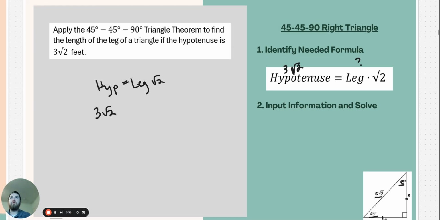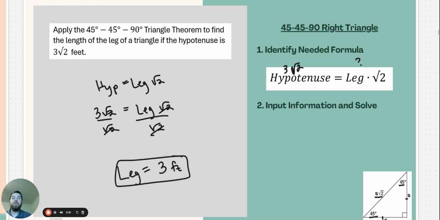So 3 square root of 2 is equal to my leg times square root of 2. Well, to solve this for my leg, all I have to do is divide by square root of 2 on both sides. When I do that, the square root of 2's cancel out on both sides. And so now I'm just left with 3 is equal to my leg. So now I can just say, hey, my leg is 3 feet. So it's that simple. Makes it so much easier to work with than having to use trig functions to find that information.